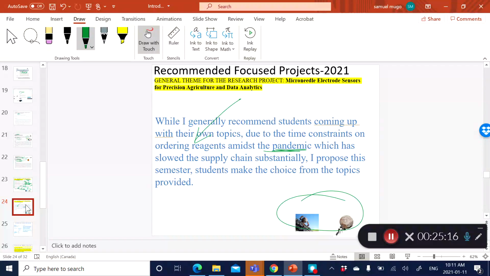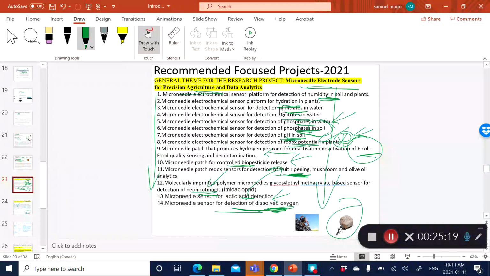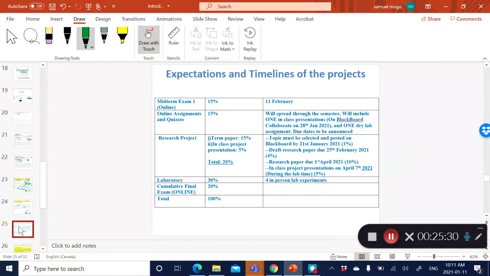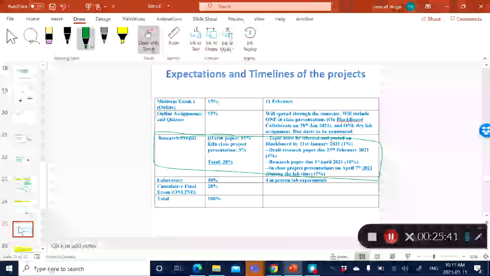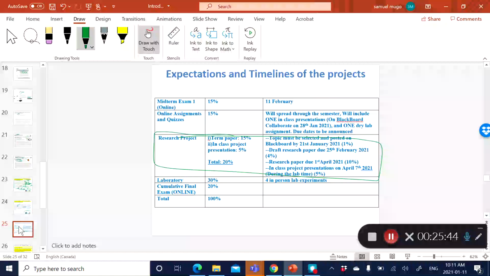And again, that's going to help you because the likelihood of getting results that you can publish in peer-reviewed journal articles would be fairly substantial in these projects. As I mentioned before, please keep an eye on the deadlines, especially on the research project. Remember, you need to select the topic and post it on the Blackboard discussion board by the 21st of January 2021. And of course, as an assignment, you get 1% just by posting your topic there.